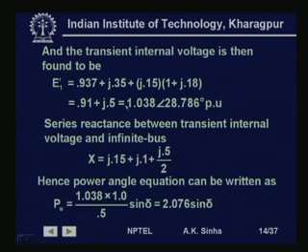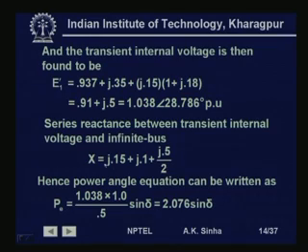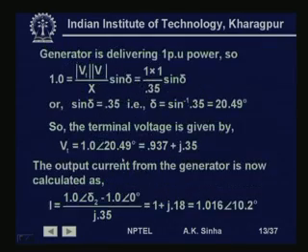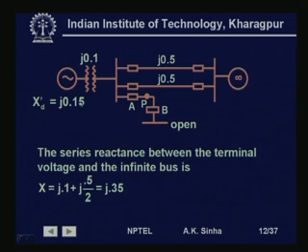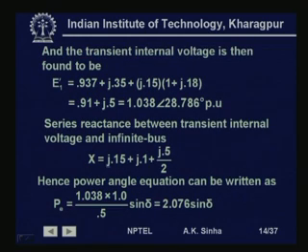So, now this is the voltage behind the transient reactance of the machine, and what is the total transfer reactance between this voltage behind the transient reactance of the machine and the infinite bus? That is again equal to, if we see, j0.15 + j0.1 + these two in parallel. So, this comes out to be j0.15 + j0.1 + j0.5 by 2. This is equal to j0.5.